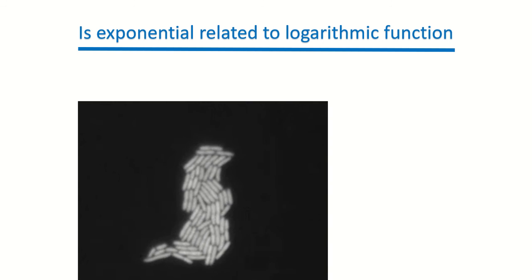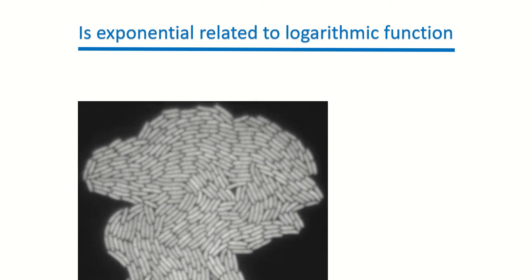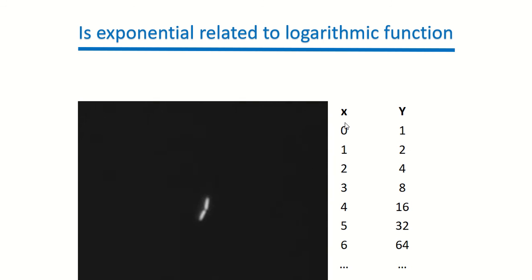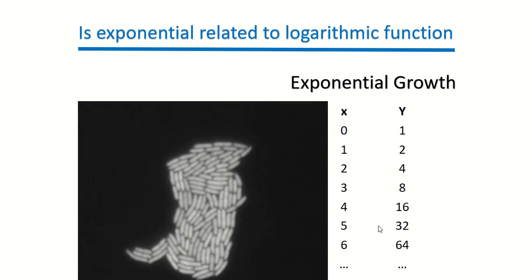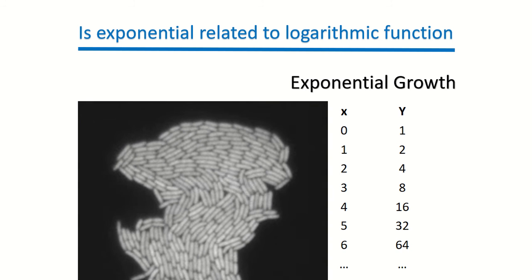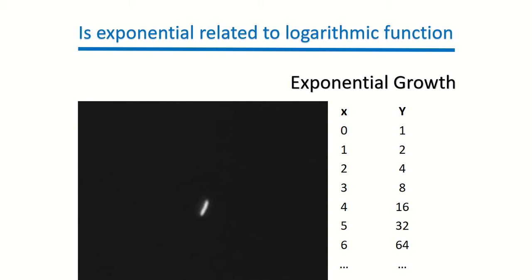This is an E. coli bacteria that started from one, and then it grows and it splits, and it grows and it splits. It started from one, that is the starting point, and then it splits, it grows, it becomes two, and it splits, it grows, it becomes four, and so on. This is exponential growth from our topic, the exponential equation.